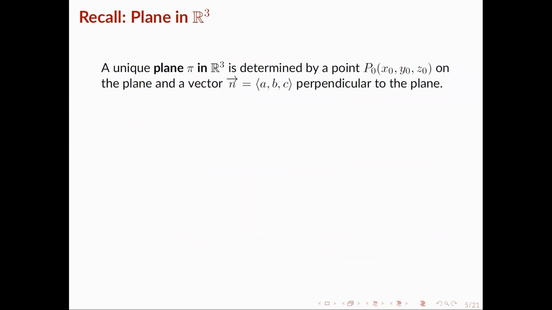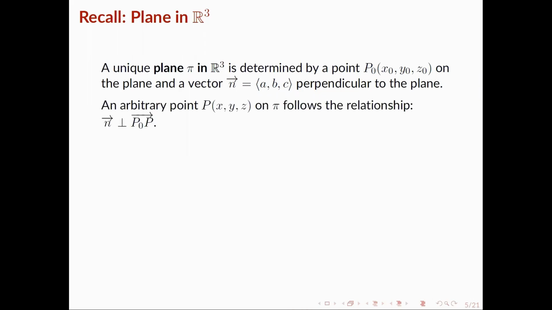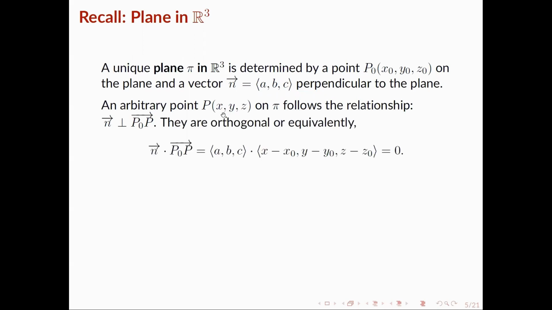Now, a unique plane π in R3 is determined by a point P0 given by (x0, y0, z0) on the plane and the vector n given by ⟨a, b, c⟩ that is perpendicular to the plane. An arbitrary point P (x, y, z) on π follows this relationship. That is, the vector n is perpendicular to the vector that extends from P0 to P. In other words, they are orthogonal, or equivalently, the dot product of the vector n and the vector that extends from P0 to P is equal to 0.